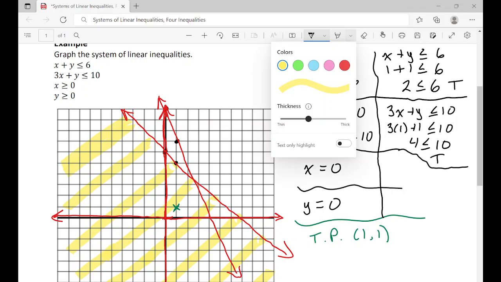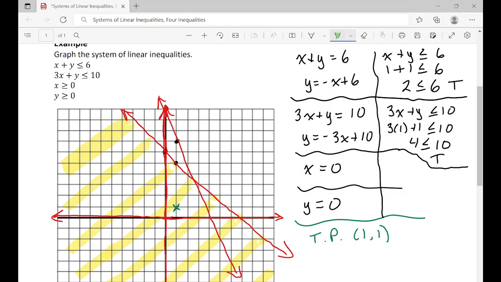So I'm going to go back in here and use green this time. This is the line here, down to here for this one. Since it's true on the left side, we're going to shade everything to the left side, like so. So that's what's true so far.